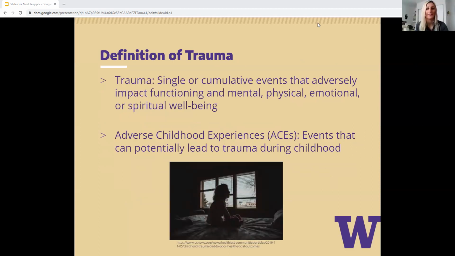On this slide, I want to briefly touch on the definitions of trauma and adverse childhood experiences, also known as ACEs. To prevent triggering previous traumatic events or new trauma, it is important to realize the prevalence of trauma and its impact on health and recognize the signs. So what is trauma? Trauma is single or cumulative events that adversely impact functioning and mental, physical, and emotional or spiritual well-being. Adverse childhood experiences, also known as ACEs, are events that can potentially lead to trauma during childhood.